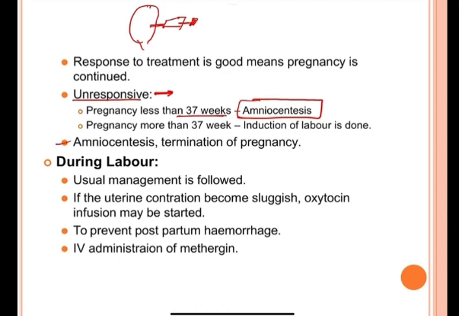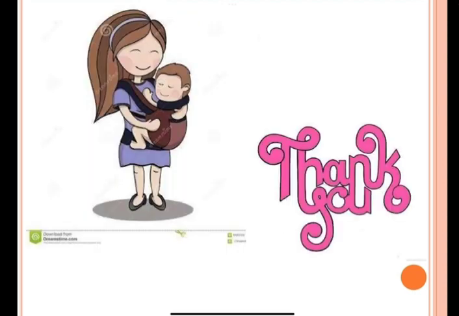Okay. Also, termination of pregnancy can be done once it crosses the viability period. During labor, usual management is followed. If the uterine contraction becomes sluggish, you can give oxytocin. You have to take care to prevent postpartum hemorrhage. IV methergine can be given. So this was polyhydramnios. We will discuss oligohydramnios in the next video.